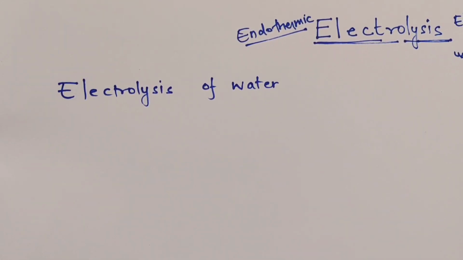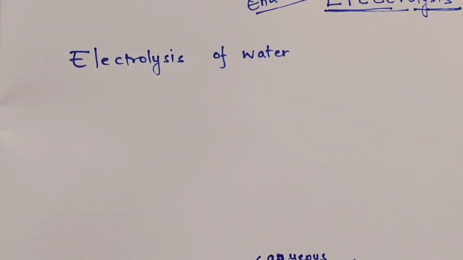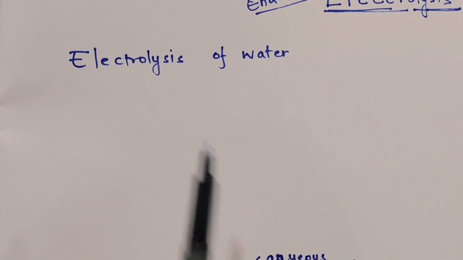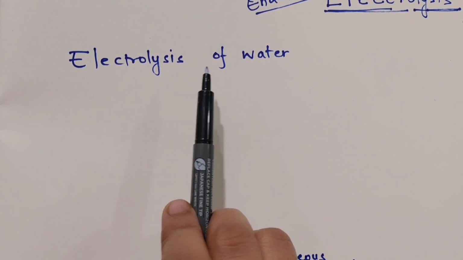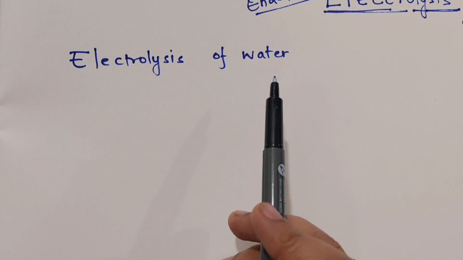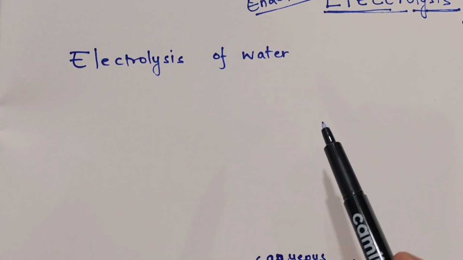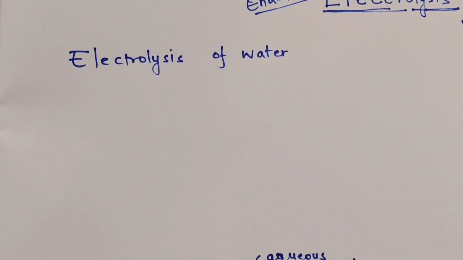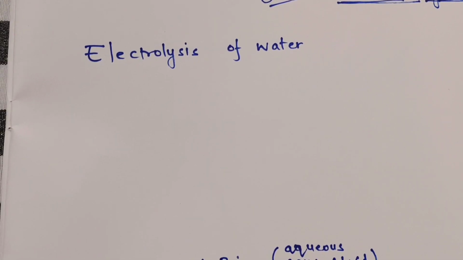Let's begin with electrolysis of water, the simplest one. This is from chapter 1, and this is one of the dissociation reactions, right? We have combination reaction, decomposition reaction. Electrolysis of water is a kind of decomposition reaction, okay? And just like any other decomposition reaction, it's an endothermic reaction, okay? So let's learn the setup of electrolysis of water.